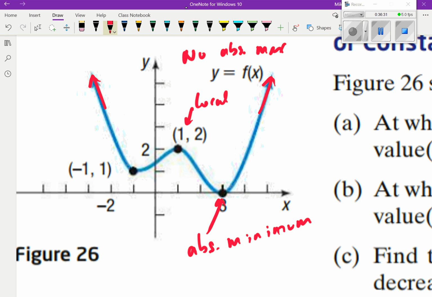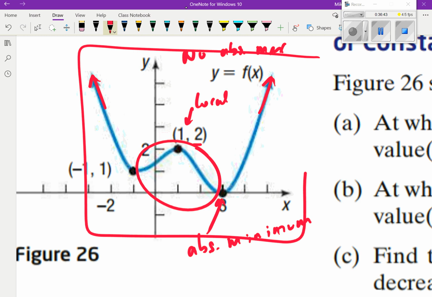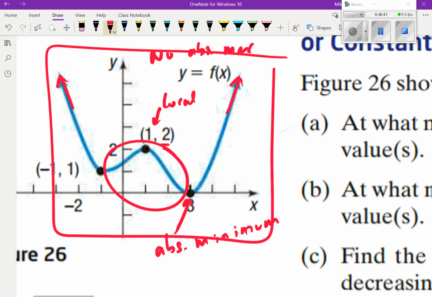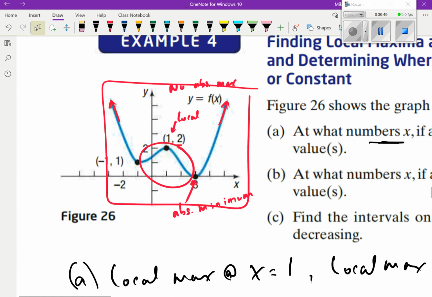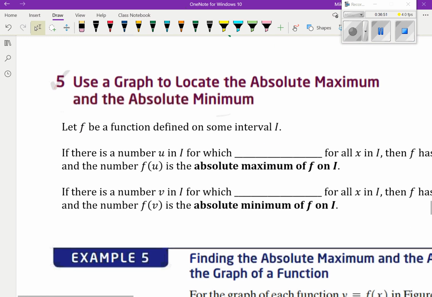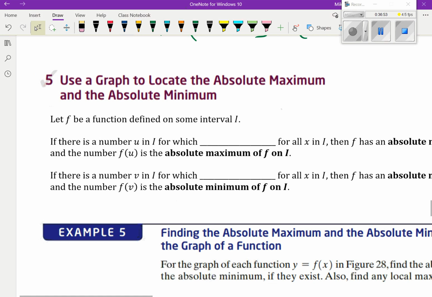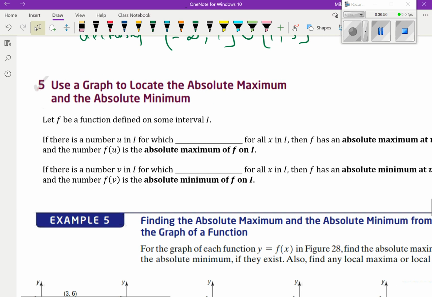I can have a local max because the point (-1, 2) is the highest in this particular area. So in that area, we have the highest spot. But overall, to the graph, I don't have a single value that's the largest. So what I've just explained is the definition of the absolute max and the absolute minimum.